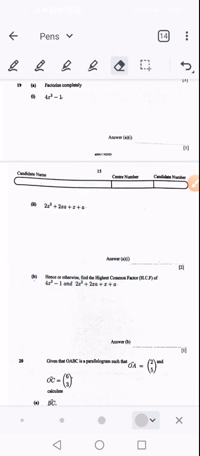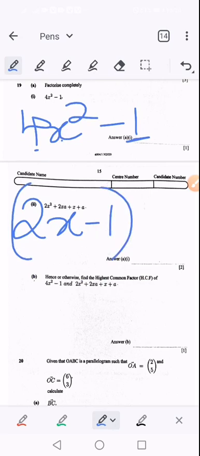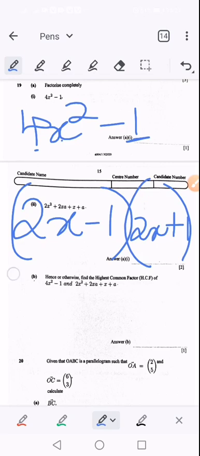I want you to listen to me. As you can see, this is 4x squared minus 1. The exact square root of 4 is 2, the exact square root of x squared is x, minus the exact square root of 1, which is 1. Then I close the bracket, open another bracket, and write 2x plus 1. The square root of 1 is 1, so 2x minus 1 times 2x plus 1. This was supposed to be our answer.